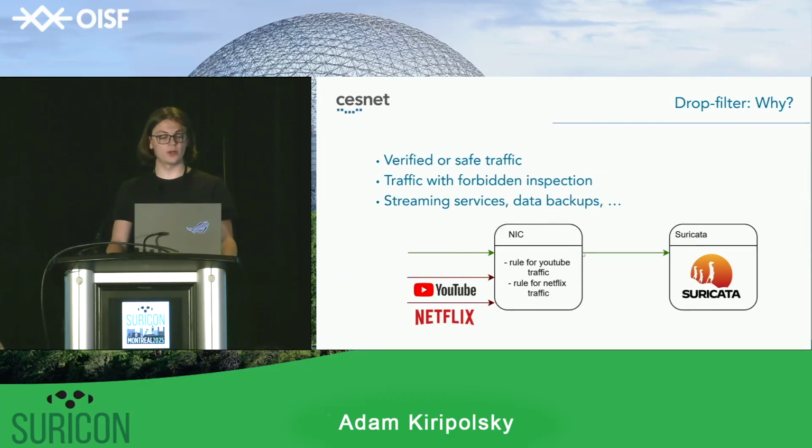We can drop this way some verified or safe traffic, or traffic with forbidden inspection. For example, if we have a company or some higher policy that says we cannot inspect some flows with our Suricata, we can assure this way that the flows are not seen, because there isn't a chance for Suricata to even see them. Other traffic that can be dropped is, for example, YouTube, Netflix, streaming services, data backups, etc.